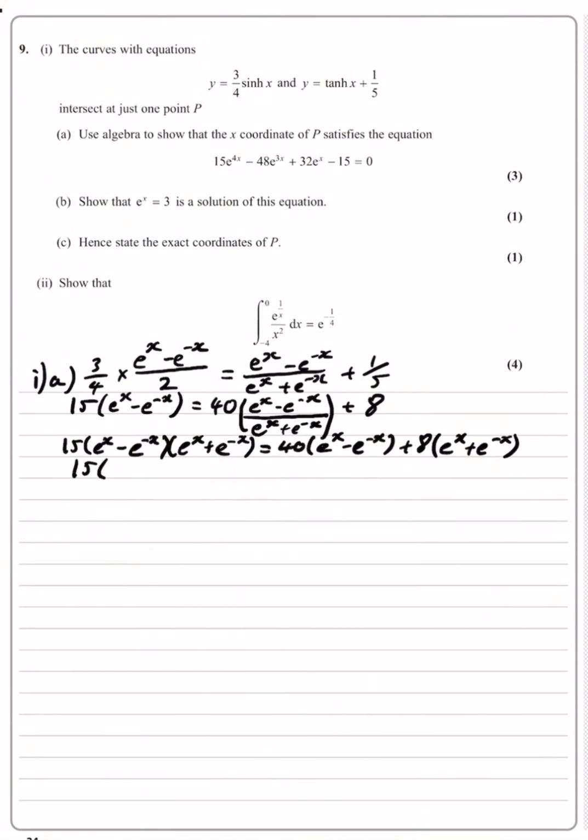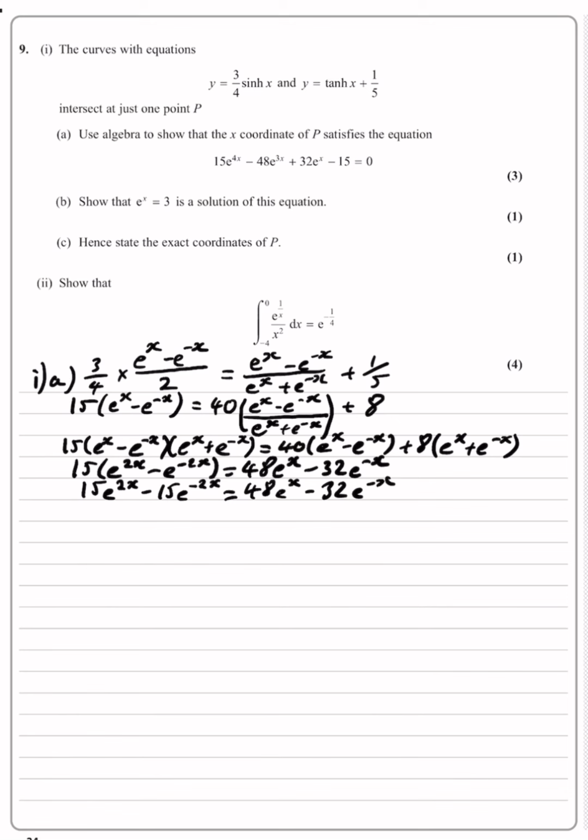Start expanding things out now. On the left-hand side, it's almost a difference of two squares. We end up with e^2x - e^-2x. Then expanding the right-hand side and collecting terms, 40 e^x plus 8 e^x is 48 e^x, and minus 40 e^-x plus 8 e^-x is minus 32 e^-x. Expanding out the left-hand side, 15 e^2x - 15 e^-2x. I'll leave the right-hand side alone.